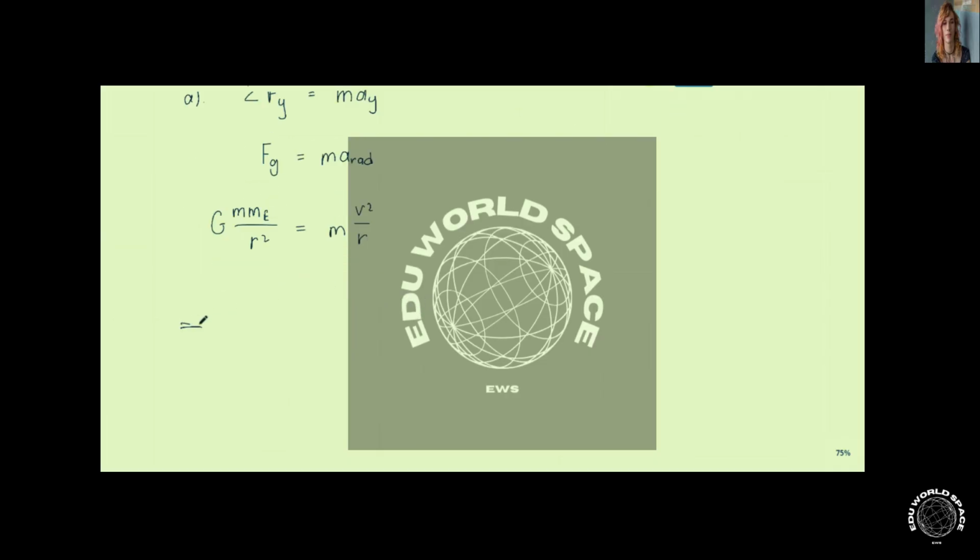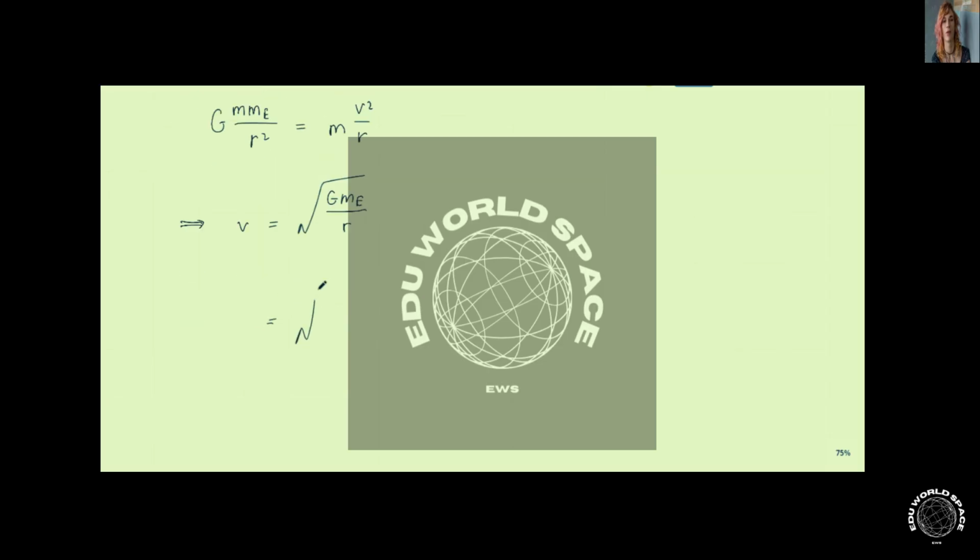So if we rearrange this equation, we can see the masses cancel, and we are left with the orbital speed of the satellite v to be the square root of the gravitational constant G times the mass of the Earth over the distance r. And all of these are known, so we can find this orbital speed.